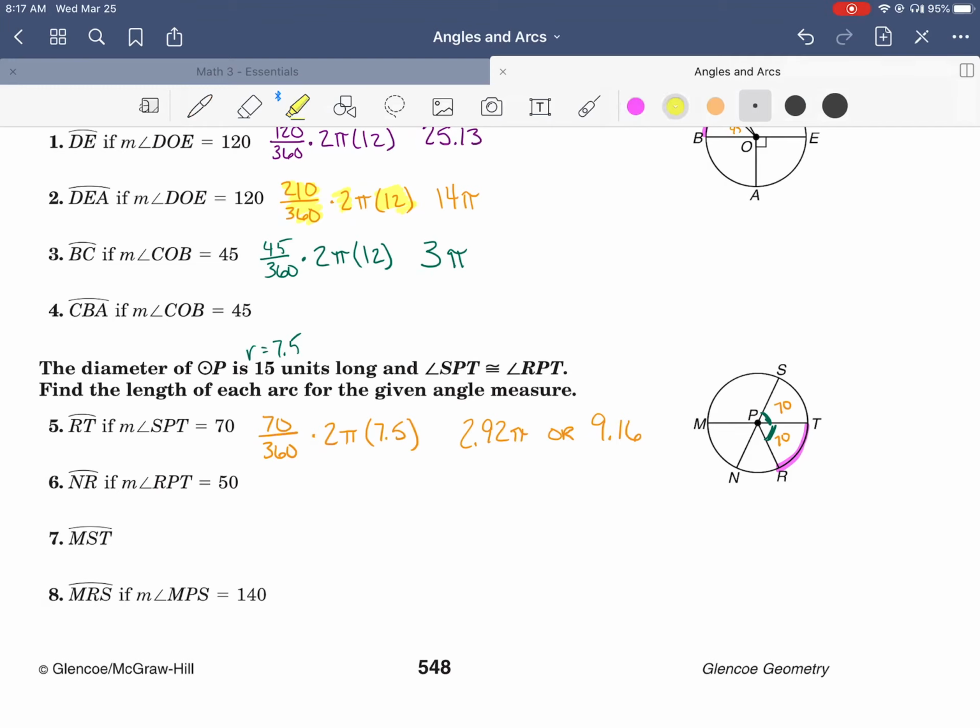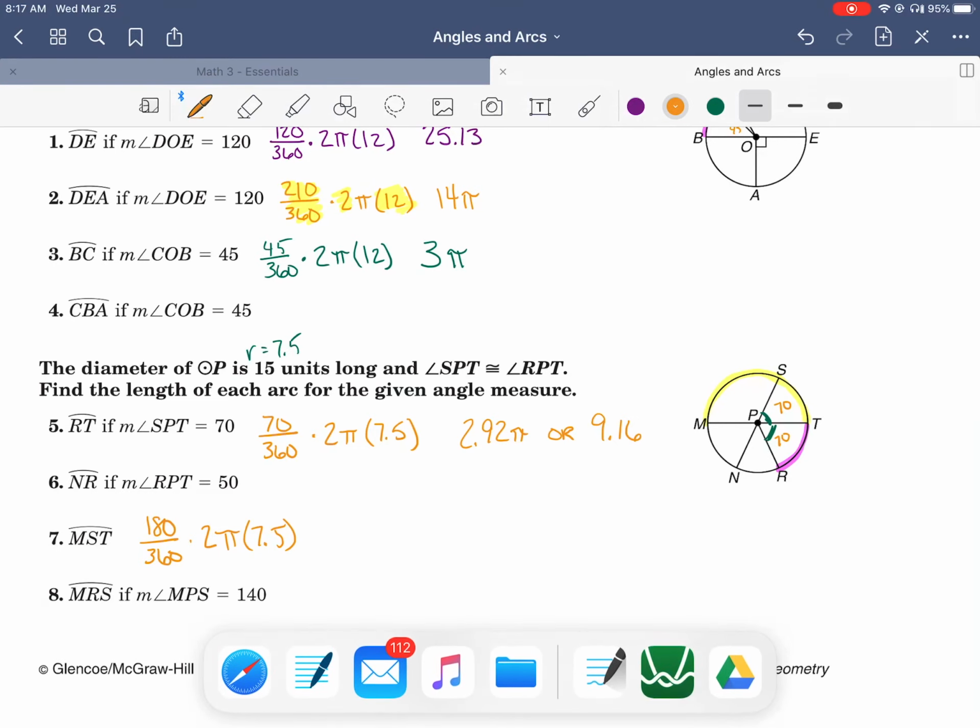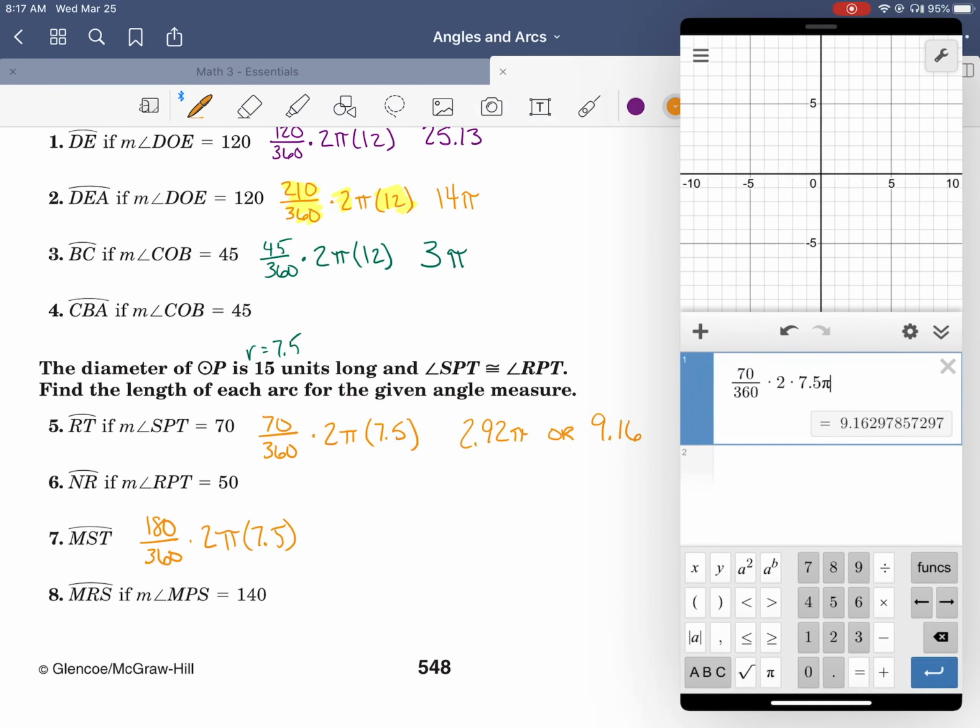All right. I'm skipping around. So question 7 says find the measurement of MST. Notice that that is half the circle. If the whole circle is 360 degrees, half the circle, I don't have to do anything. I just know that this is going to be 180 degrees. So 180 over 360 times 2 pi 7.5. Okay, plug it in my calculator. 180 times 2 times 7.5. I'm going to leave it as 7.5 pi.